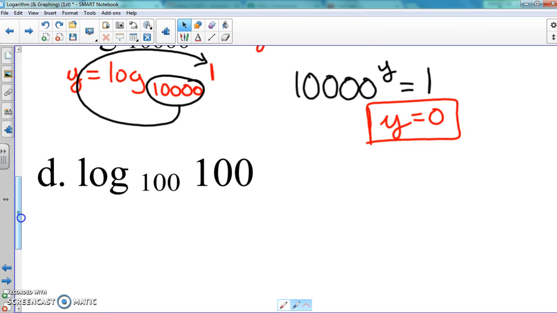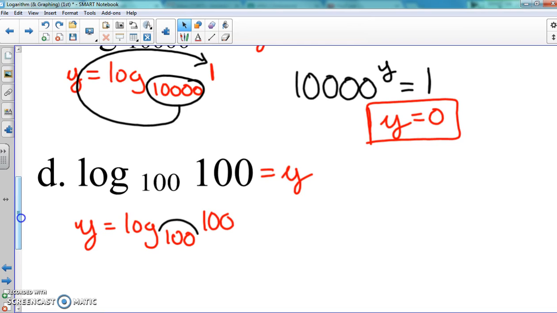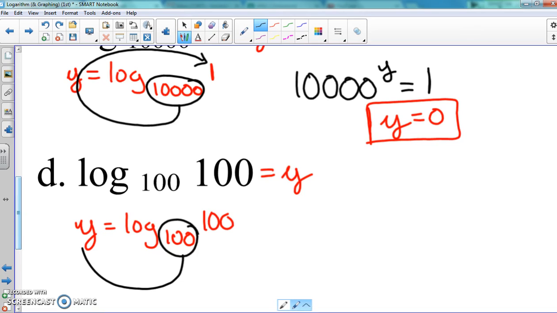All right, and then the last one. This, again, set equal to y. So y equals log 100 base 100. And again, we're going to do our swoosh. So start with 100, bring it around down. So 100 to the y equals 100.